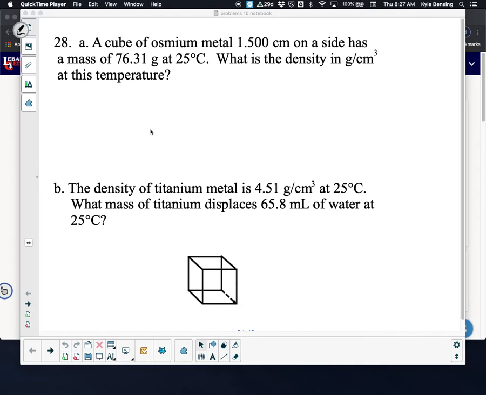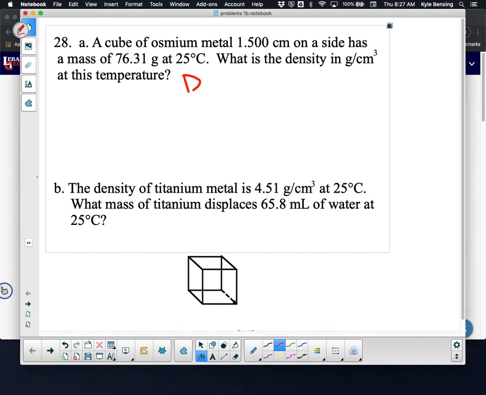So for 28A, it says a cube of osmium metal, 1.500 centimeters on the side, has a mass of 76.31 grams at 25 degrees Celsius. What's the density in grams per cubic centimeter? Okay, well, there's a couple of things that we have to do here. We have to make sure that we understand what is the mass and what is the volume, so that we can divide the two to get the density.